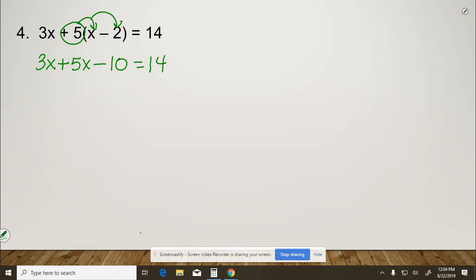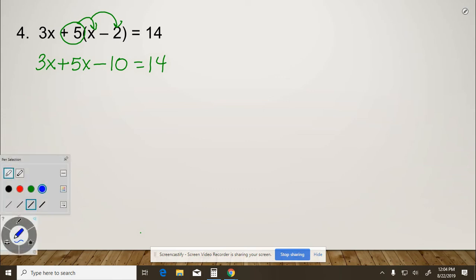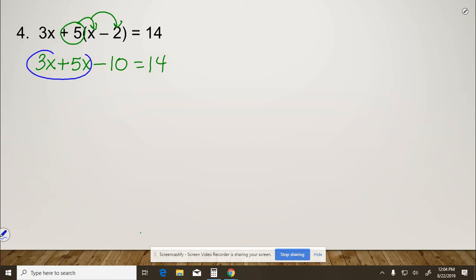Now I have to combine like terms. And in this case, I only have one set of like terms that I can add together, and that's the 3x and the 5x. 3x plus 5x is 8x, so 8x minus 10 equals 14, a much simpler equation to solve.